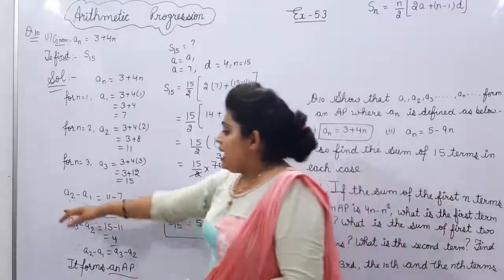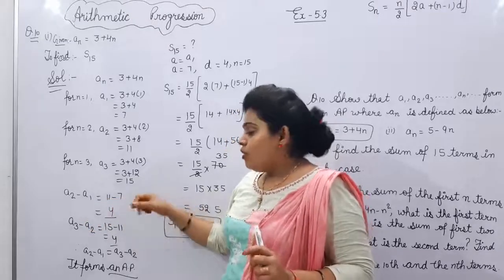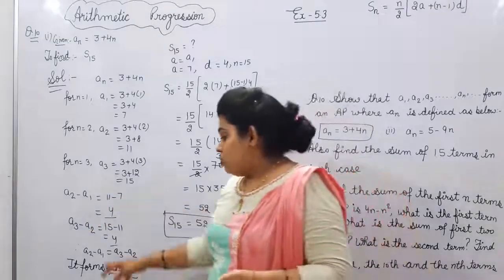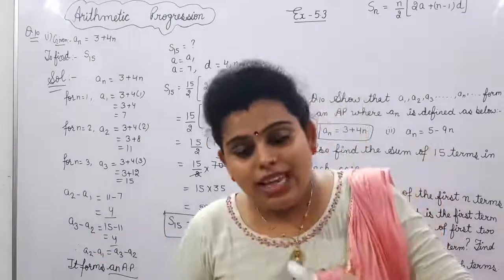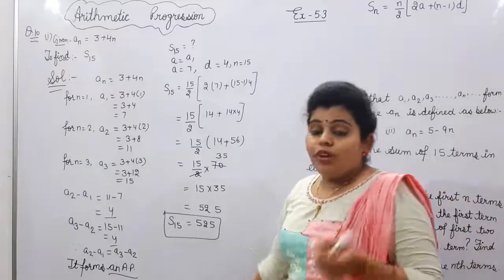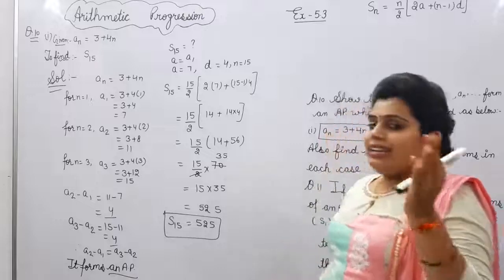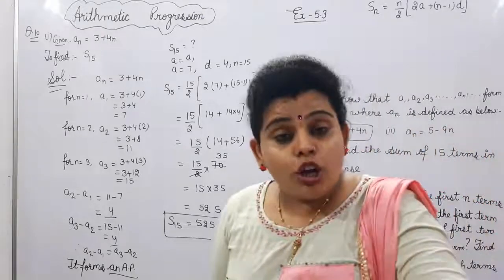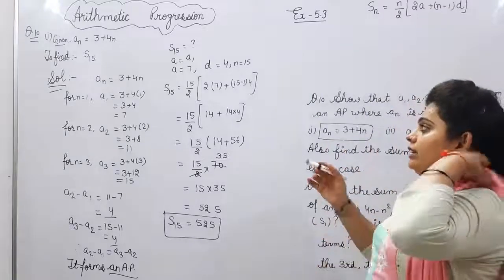So for this, A2 minus A1 is 11 minus 7, which means 4. A3 minus A2 means 15 minus 11, which means 4. Now A2 minus A1 is equal to A3 minus A2. It forms an AP. Then after checking whether it is forming an AP or not, what we have to find? We have to find the sum of the first 15 terms.